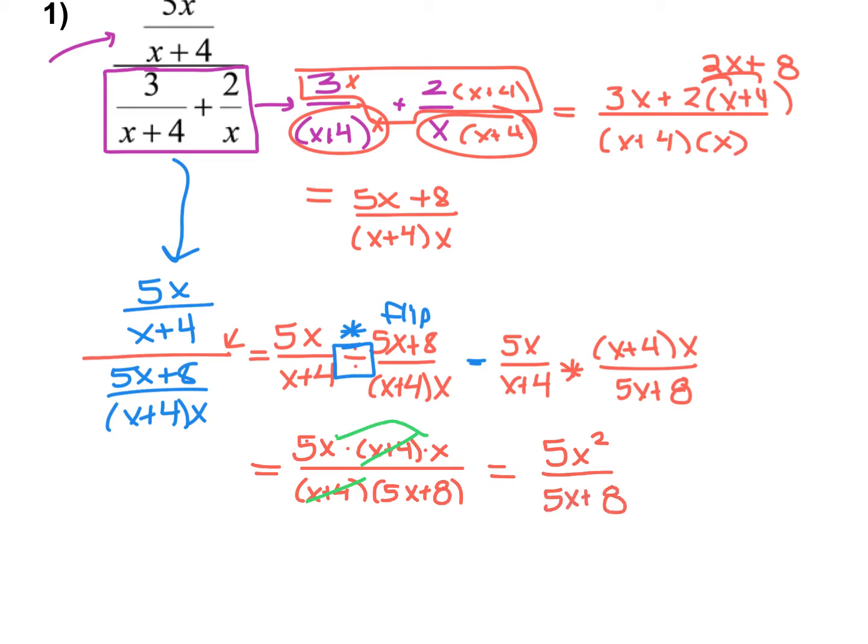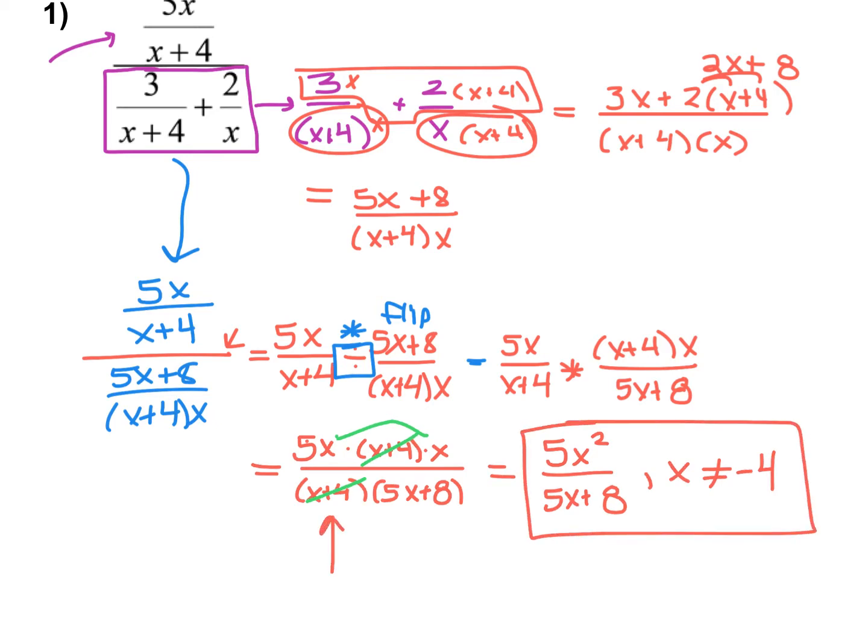This doesn't simplify any further, but I do need to note that x cannot equal negative 4 because I crossed that out of the denominator. So there we have our final answer.